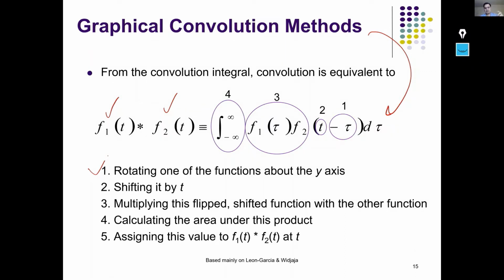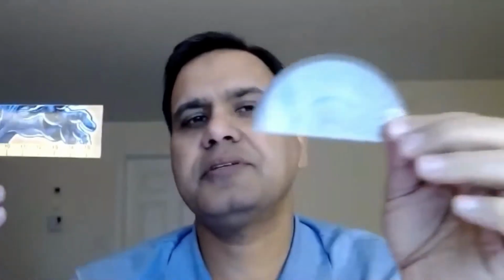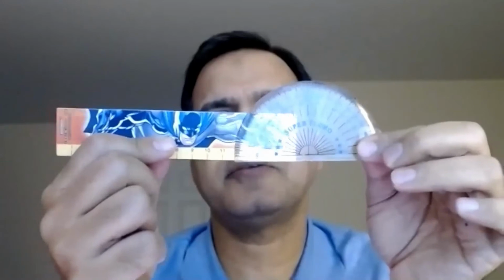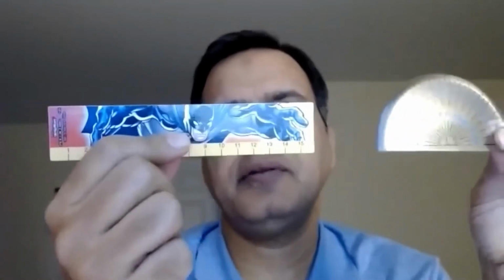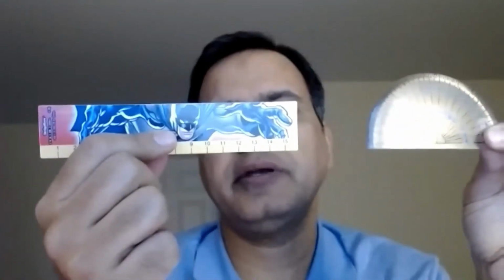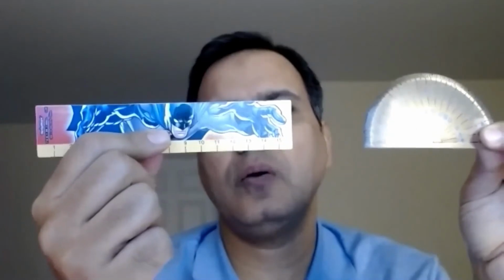So I have these two functions. I wanted one to be transparent so that I could show you. I will take one of the functions and rotate it over the y-axis. So I am rotating it over the y-axis, and it got rotated. Do you agree with me?